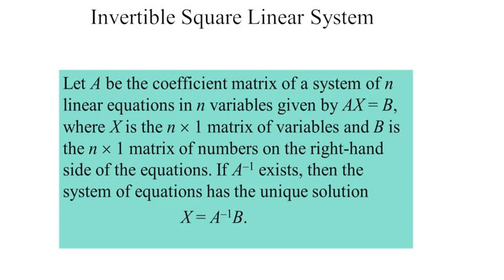Next, we're going to discuss invertible square linear systems. Let A be the coefficient matrix of a system of n linear equations in n variables given by Ax equals b, where x is the n by 1 matrix of variables, and b is the n by 1 matrix of numbers on the right-hand side of the equations, the constants, the numbers by themselves. If A inverse exists, then the system of equations has the unique solution where x is equal to A inverse times b, x representing our variable matrix. So this is another way to solve a system of equations.